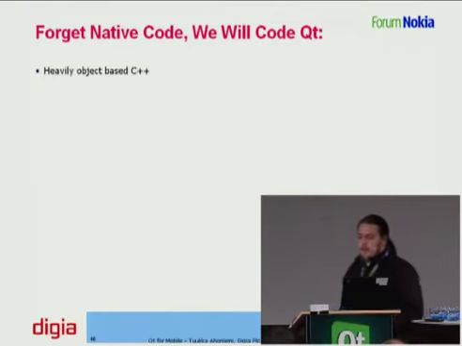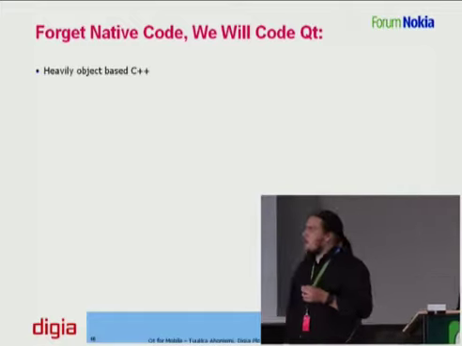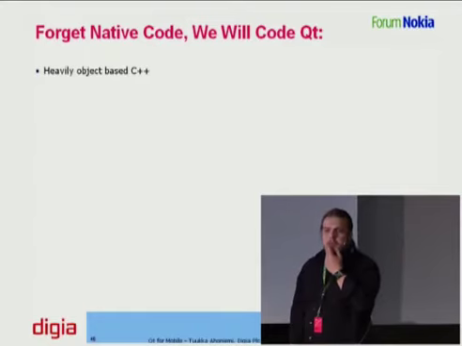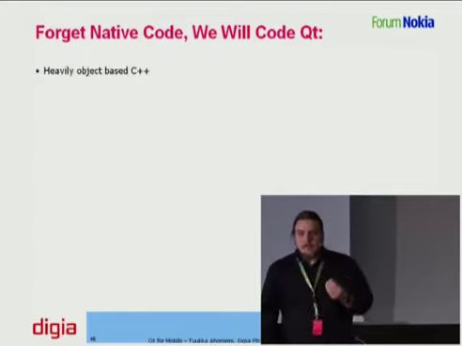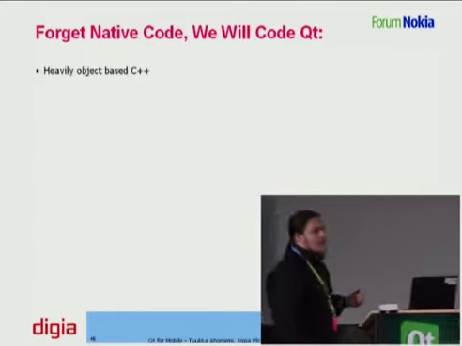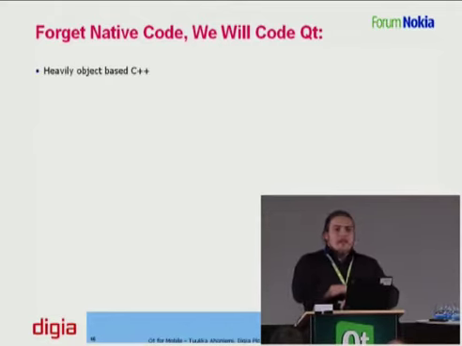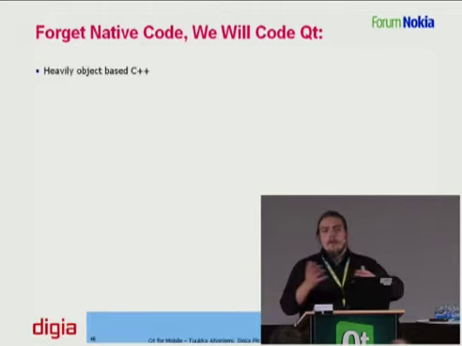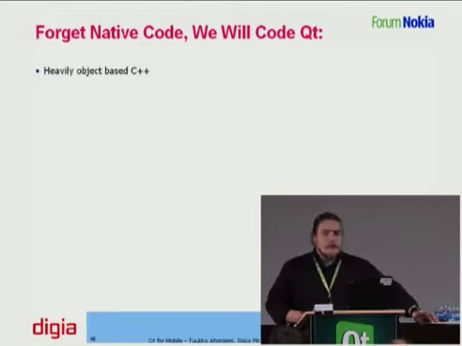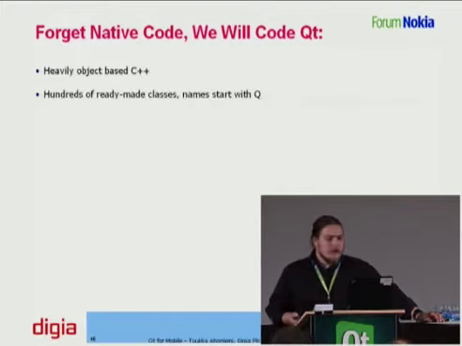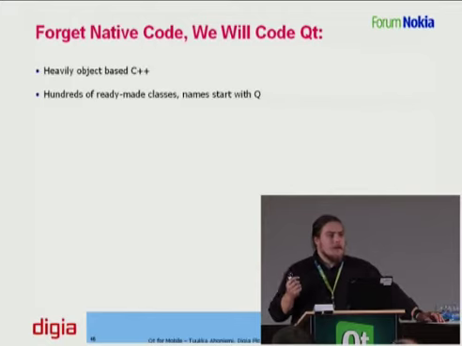So we will program Qt applications. What are Qt applications? They're heavily object-based C++. So it's C++ and everything's done with objects. C++ is a hybrid programming paradigm in the sense that you can do an object-oriented approach or imperative programming, but Qt basically provides you a huge set of class libraries. Hundreds of them, and they all start with the letter Q.